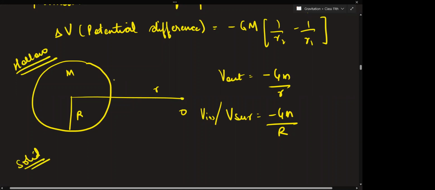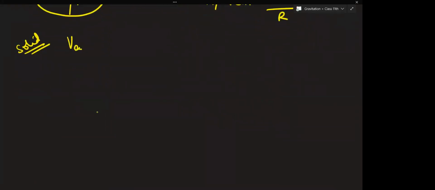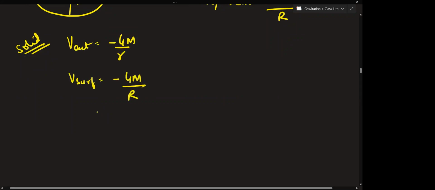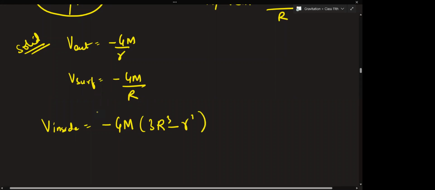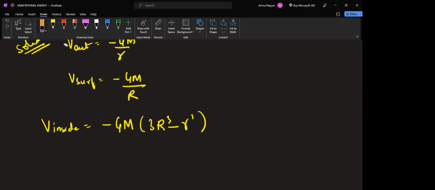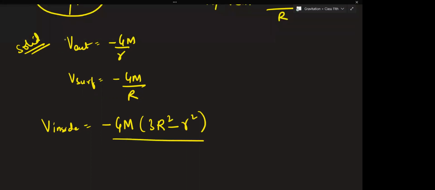If you have a solid sphere, then outside and surface are easy to write. Outside will be minus GM by r, and on the surface it will be equal to minus GM by capital R, the radius. But V inside is difficult. This derivation is not part of your syllabus, but the formula can be asked. It is minus GM times (3R squared minus r squared) divided by 2R cubed. This is the formula for it.